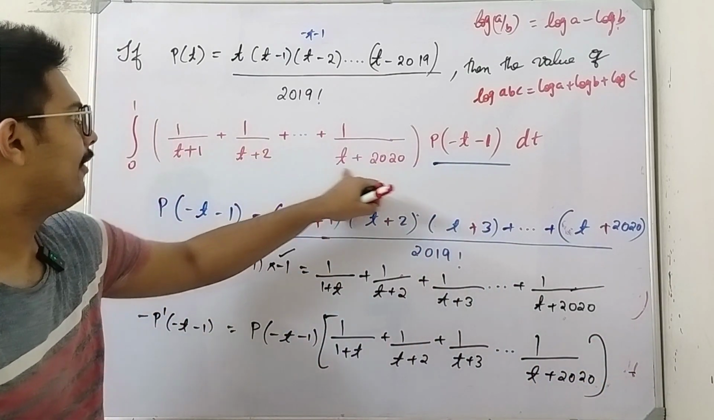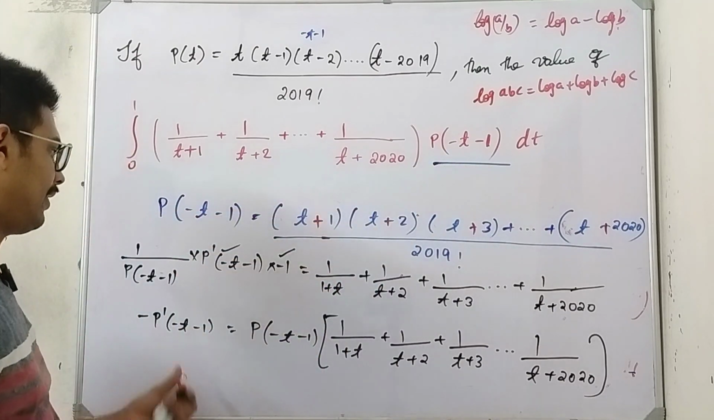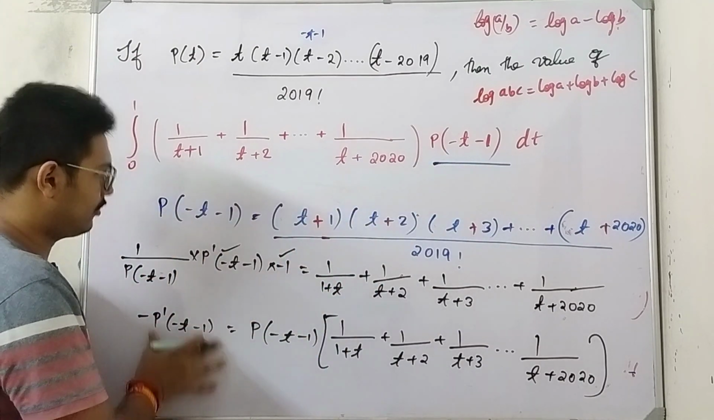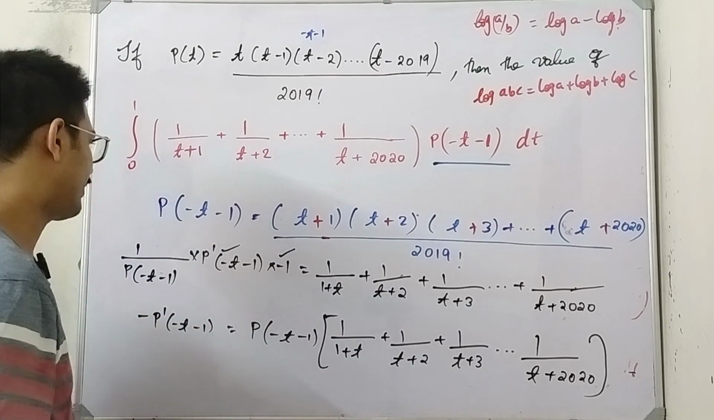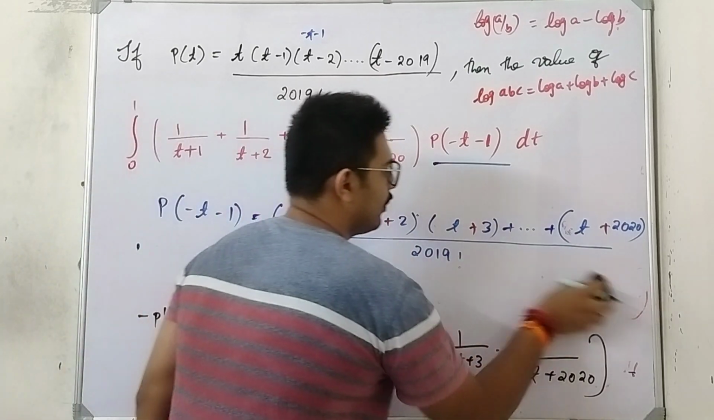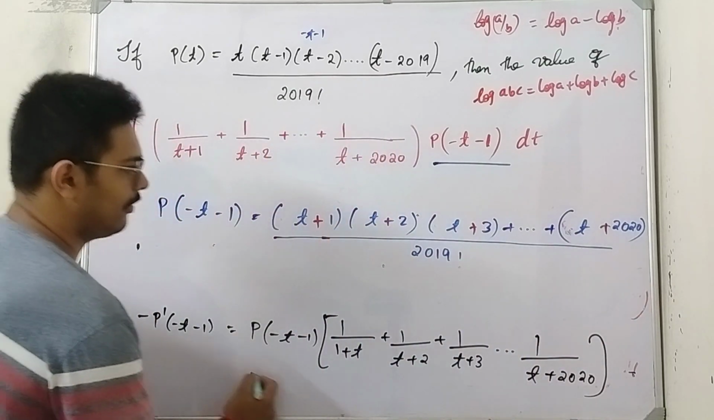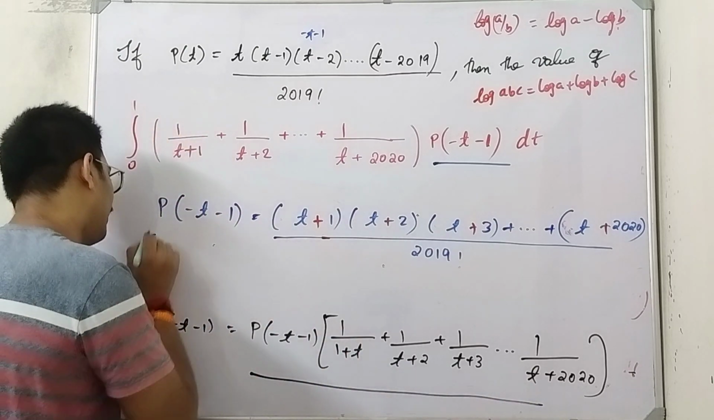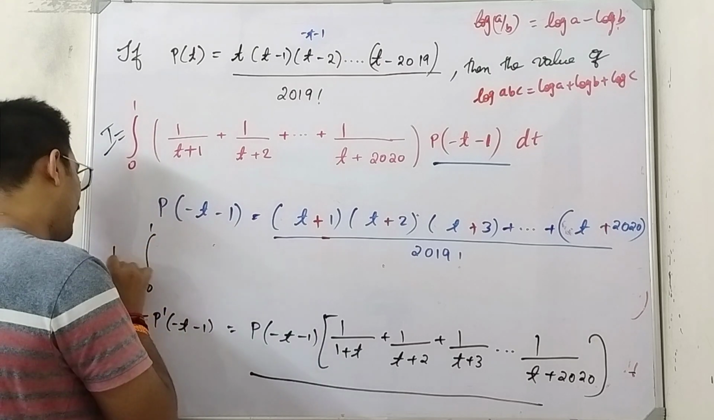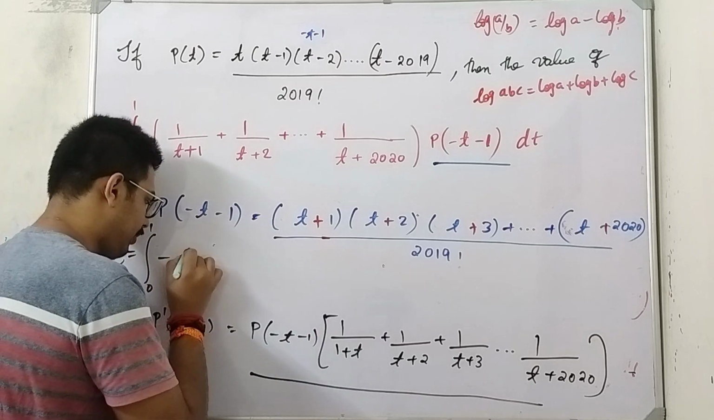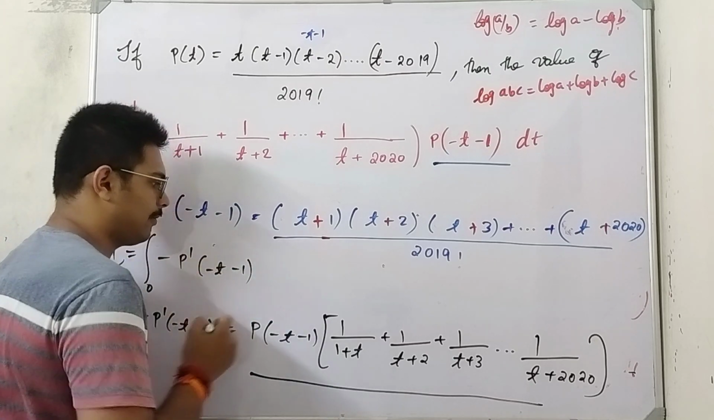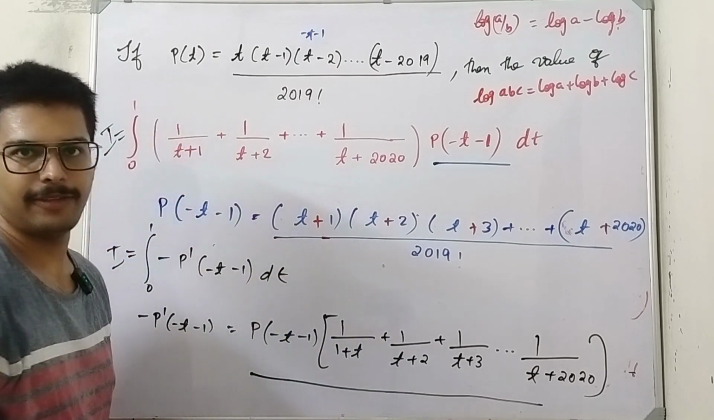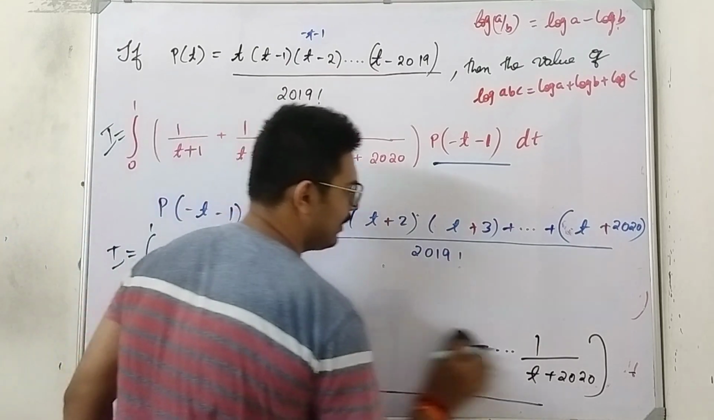See, the same value we have got, which means I can substitute this value instead of the whole value. I can substitute this quantity over here. Now I am substituting that quantity there. If I substitute this value, it will be the integral from 0 to 1, let us call it I. I value will become minus of P dash of minus t minus 1 dt. Now we can solve it easily.